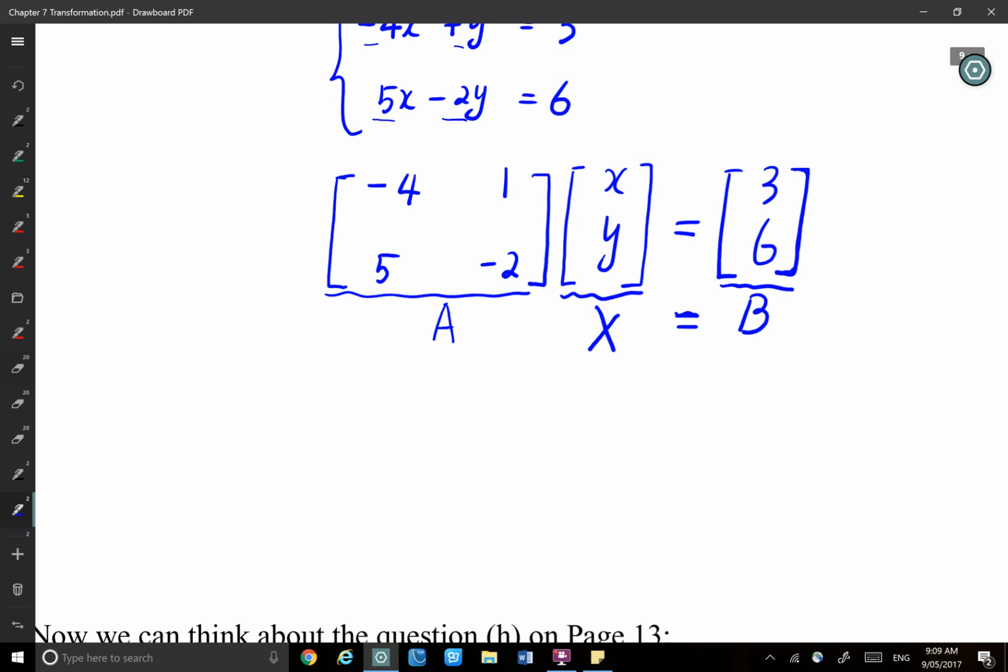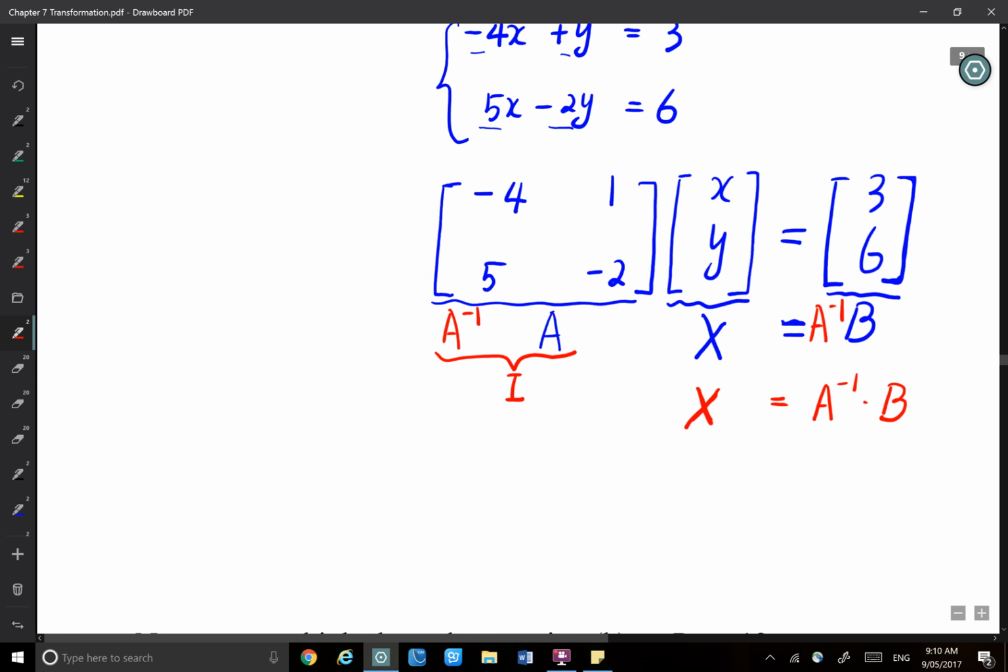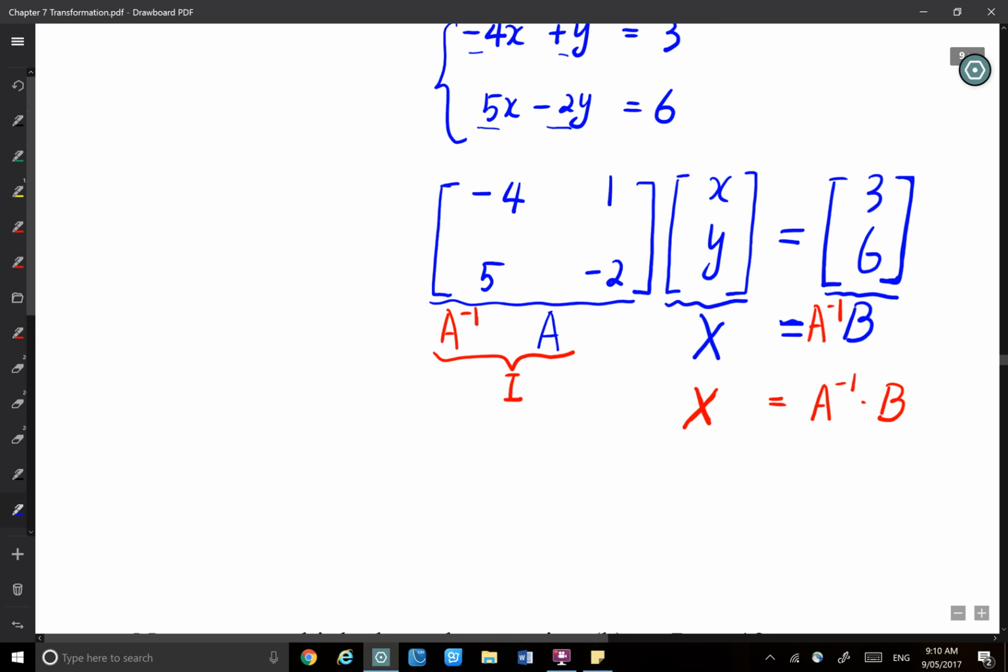Front, okay? Because A is here. I need to times A inverse here, times A inverse here. That will give me an I, identity matrix, and the identity matrix times X will just give you X. X will equal A inverse times B. A inverse times B. So let's have a look at that.